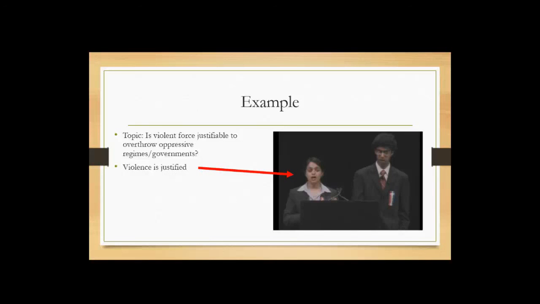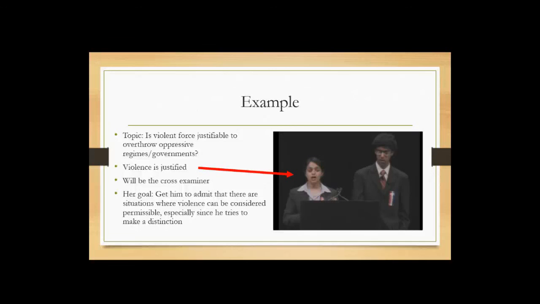and she is going to be saying, yes, it is justified. We should use violence. So keep in mind that the person she is arguing against is going to be arguing, no, violence is not justified. You can't use it. So her goal is to get him to admit that there are situations where violence can be considered permissible.